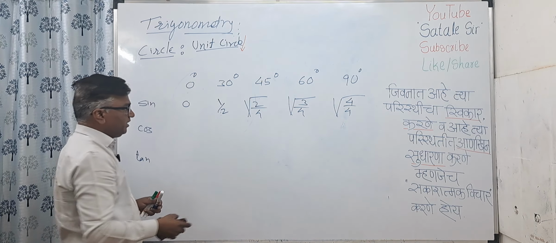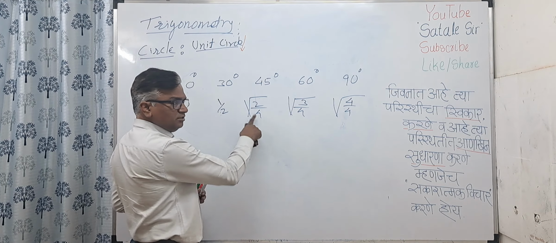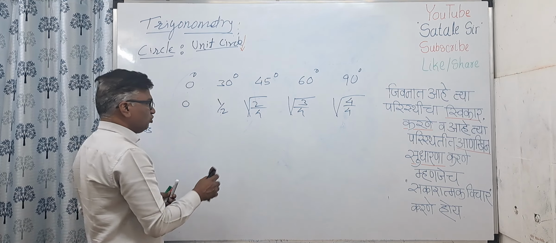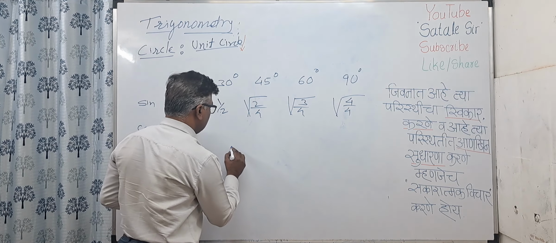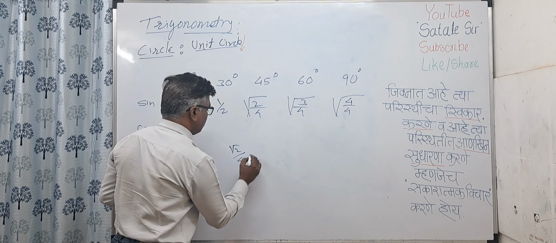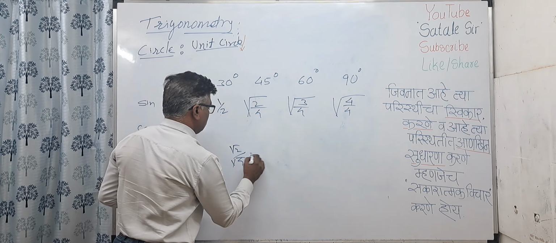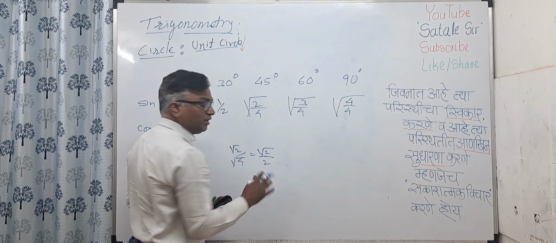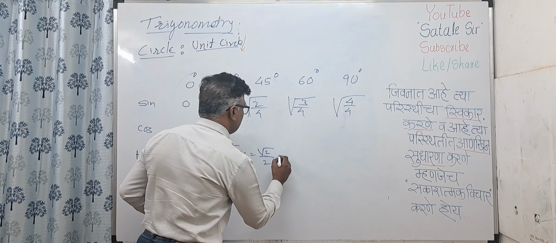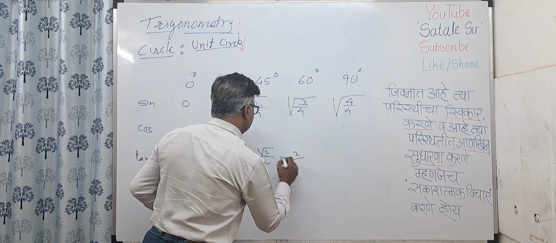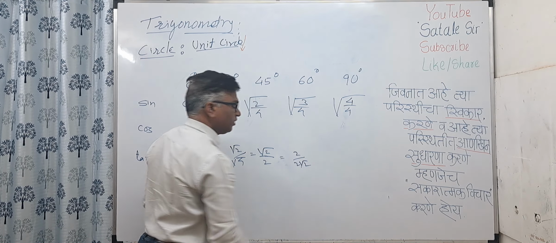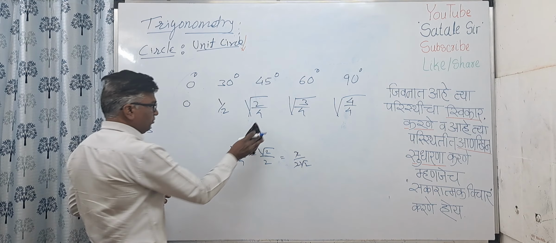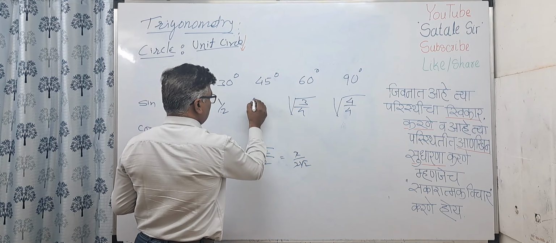Similarly, root 4 here is 2 and root 2 remains as root 2 itself. So I am just simplifying again: root 2 divided by 4, divided by root 4. This will be root 2 divided by 2. Again I am multiplying the numerator and denominator by root 2, so it will be 2 divided by 2 root 2. So 2 gets cancelled and you will get 1 by root 2. So I am replacing this by 1 by root 2 here.